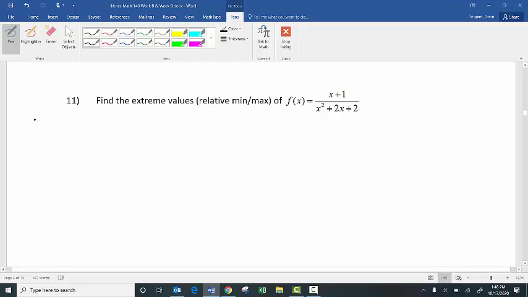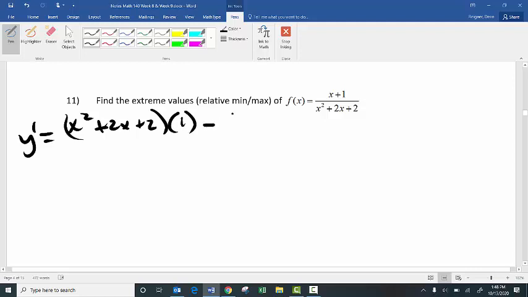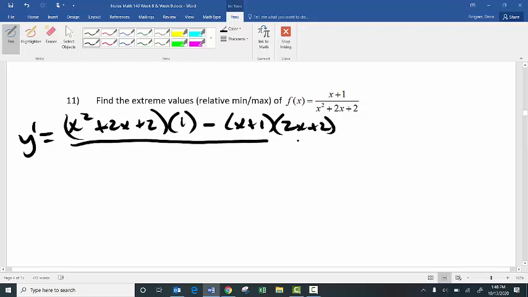So this one, we're just going to get our critical numbers and test our critical numbers. So if it ever says relative, you just get the critical numbers and you just test them. You don't have to test anything else. So the reason I put this one is to do the quotient rule, to remind you of that one. So y prime is the bottom times the derivative of the top, which is 1, minus top guy, derivative of the bottom is 2x plus 2. Over the bottom guy squared.